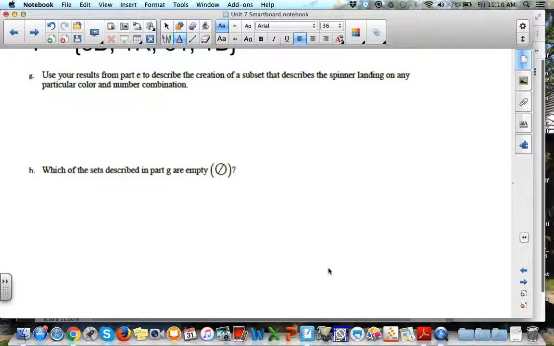Okay, now G is just wanting you to generalize. If I ask you, how do you create a subset that describes the spinner landing on any particular color and number combination? What are you asked for?